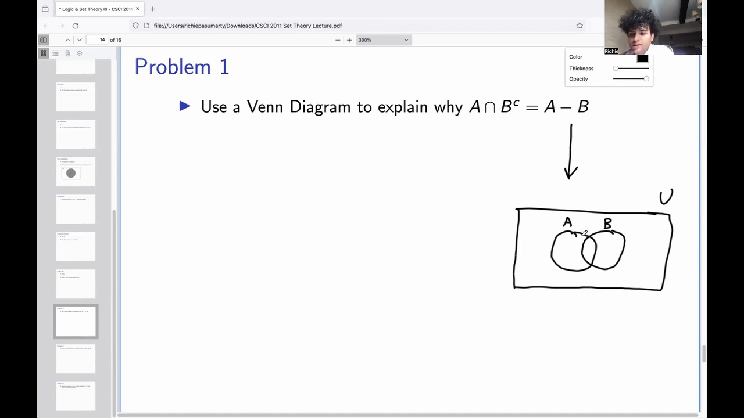A minus B is going to be those elements in A which are not also in B. So it's going to look like this. All right, so now let's go ahead and look at A intersection B complement.